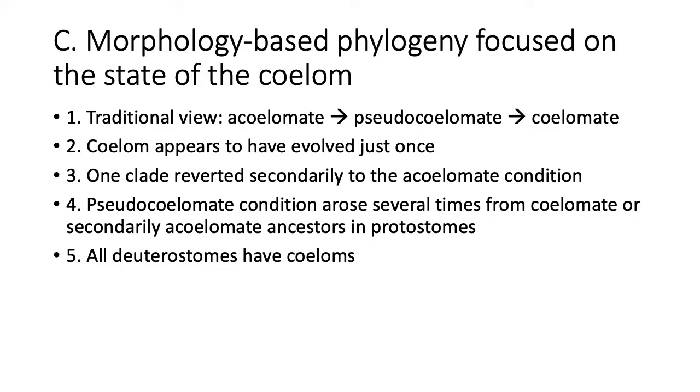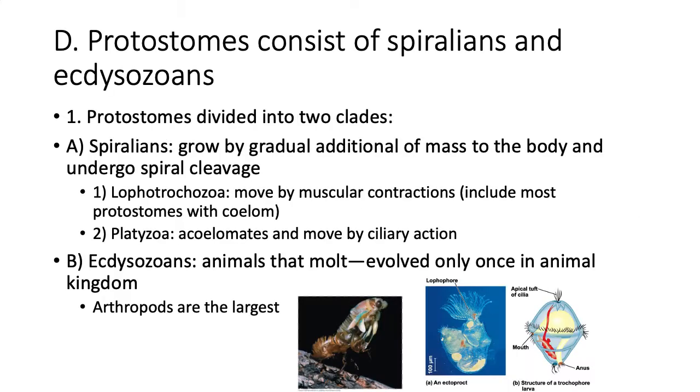All right, we're going to move on to protostomes here. So protostomes, remember, what does the blastopore become in a protostome? The mouth. The mouth, okay? And so we can categorize protostomes as either spiralians and ecdysozoans. Spiralians means that they have spiral cleavage, and that could be further subdivided into two more groups, if you will. Lophotrochozoa and the Platyzoa.